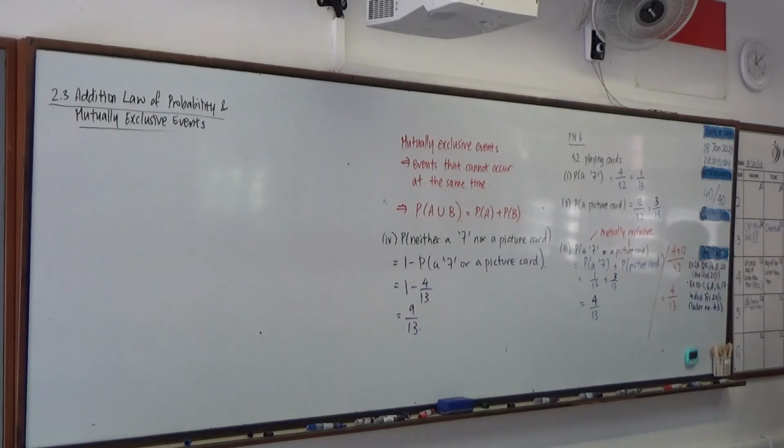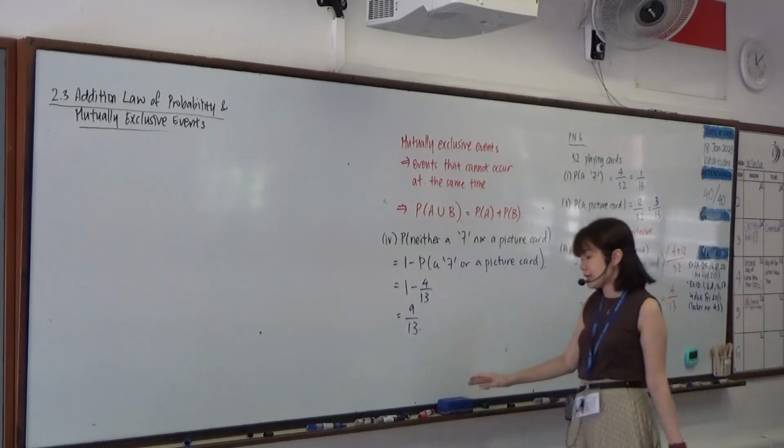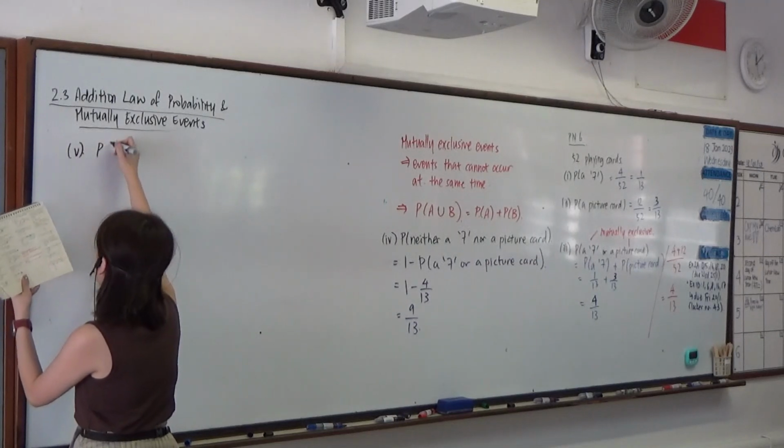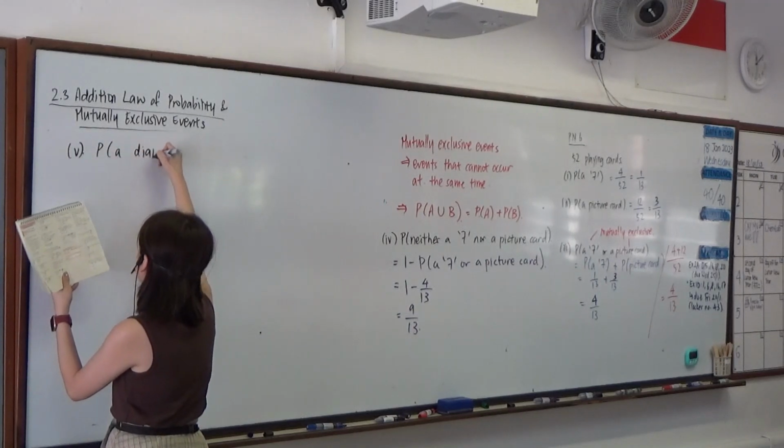Questions so far? Right, so we understood how mutually exclusive events can work. Let's continue with part 5 and part 6. So part 5, we want the probability of getting a diamond.